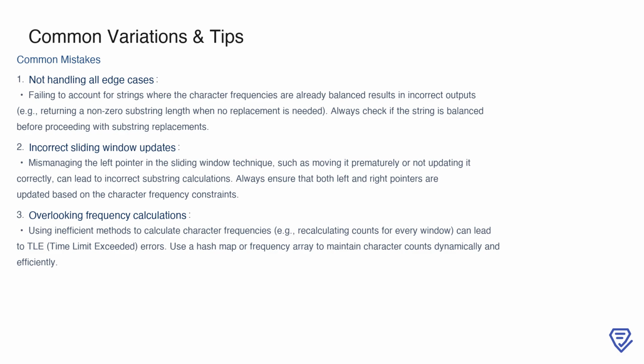Lastly, overlooking efficient frequency calculations can cause performance bottlenecks. Instead of recalculating counts for every window, use a hash map or frequency array to maintain dynamic counts, which will save significant computation time and prevent time limit exceeded errors.